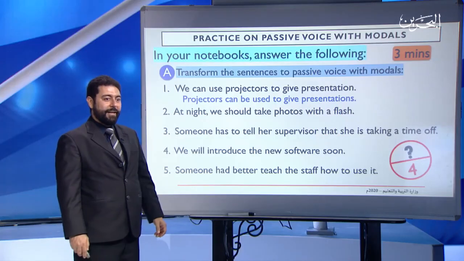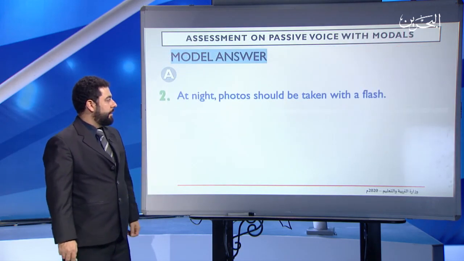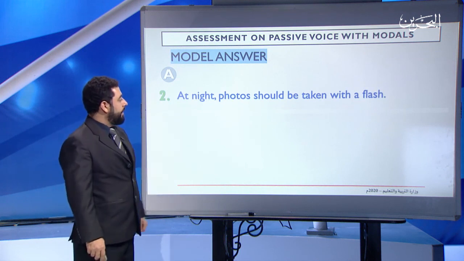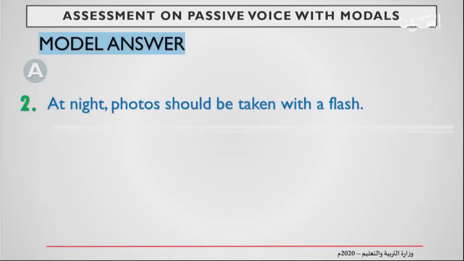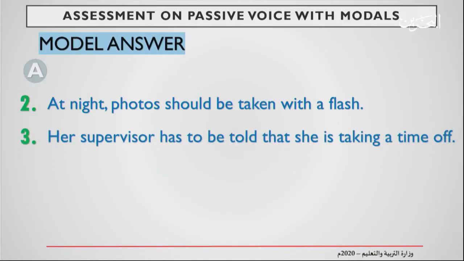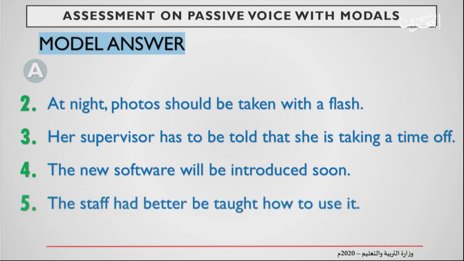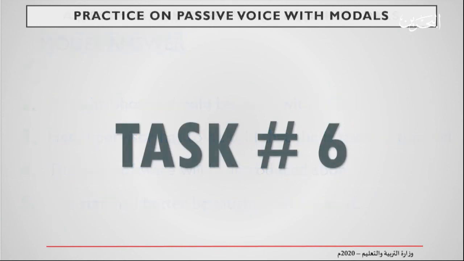Now let's go over the model answer. For a second example, at night, comma, photos should be taken with a flash. 3. Her supervisor has to be told that she is taking a time off. 4. The new software will be introduced soon. 5. The staff had better be taught how to use it. Now mark yourself and let's carry on.